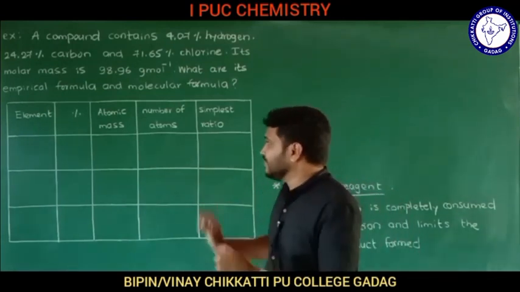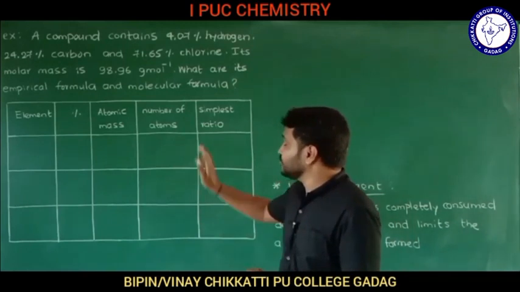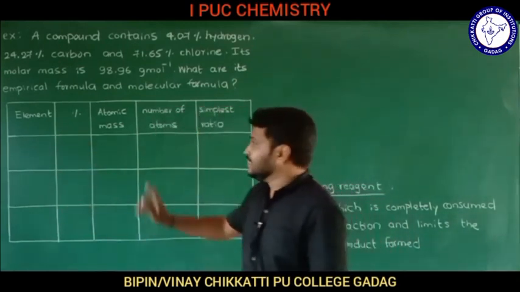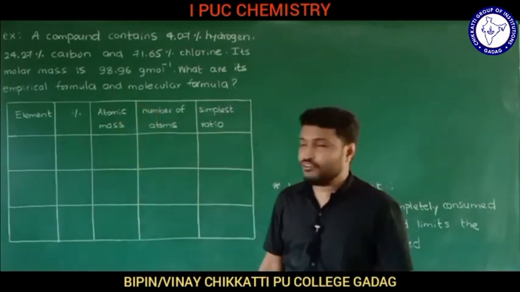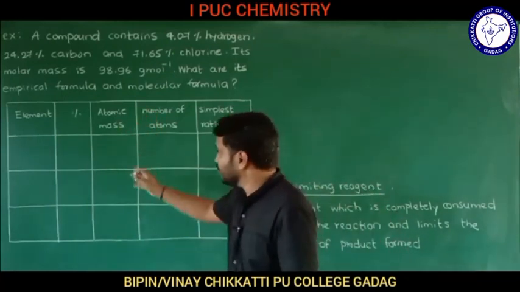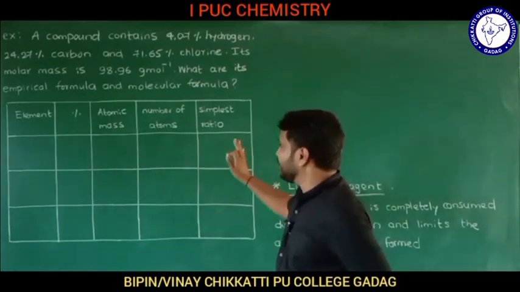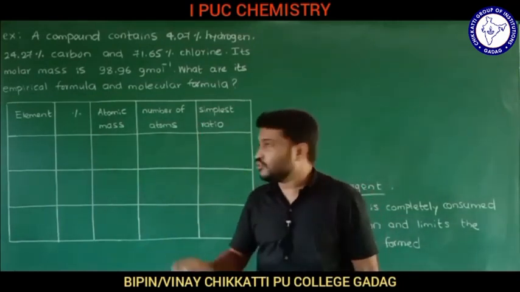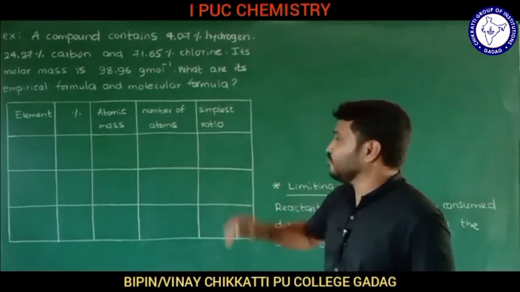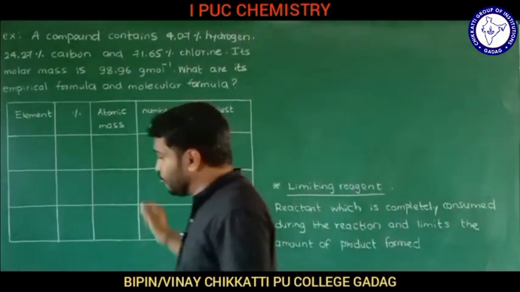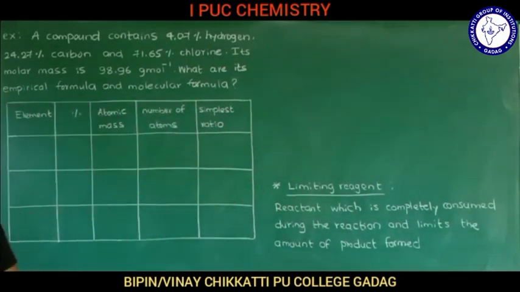So what do we have in the table? We have to construct a table like this. In the first column we mention elements, in the second column the percentage of each element, atomic mass in the third column, number of atoms in the fourth column, and the simplest ratio in the last column. So we need to construct these 5 different columns. And now we'll go on to solving.